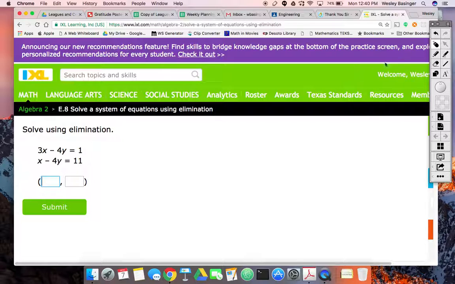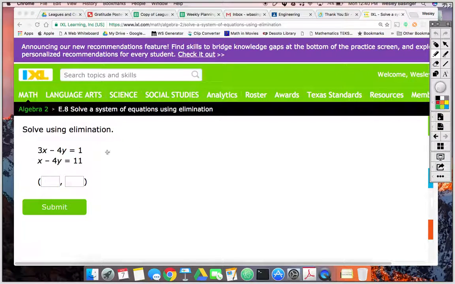Alright, this one, the terms do not immediately cancel. If you'll notice, you have a negative 4y over negative 4y. So what I'm going to do is I'm going to keep the first equation the same, 3x minus 4y equals 1. But I'm going to change everything in the second equation. Flip the sign so that I can get a negative 4y to cancel with a positive 4y. So I change this leading x to a negative x. Change this negative 4y to plus 4y. Change the positive 11 to a negative 11.